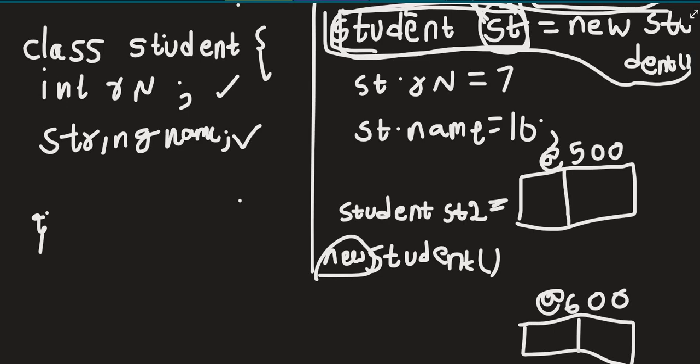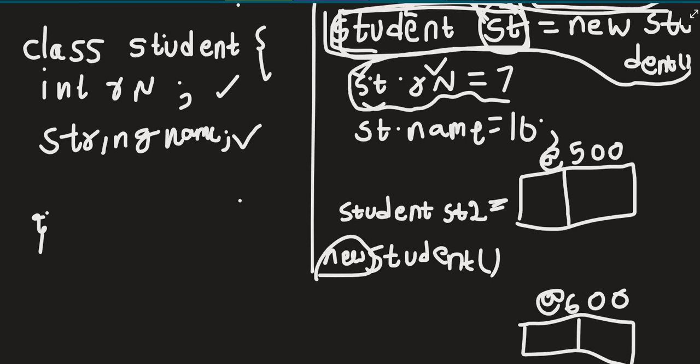So what do I want to tell about this? Why am I telling all this? If we want to initialize this, let us suppose I want to initialize st.roll number is equal to 7. How can I initialize this? If I know the address, then only can I initialize this.